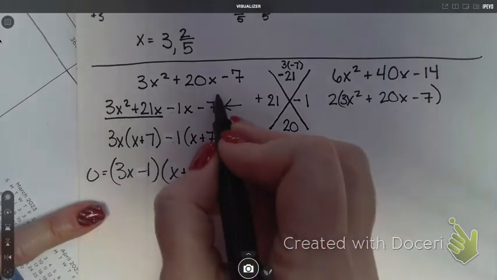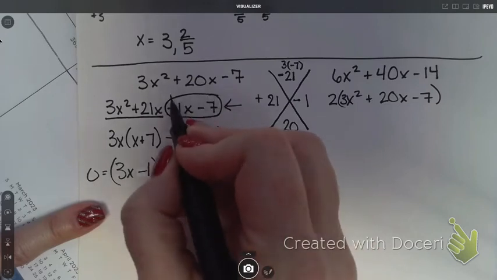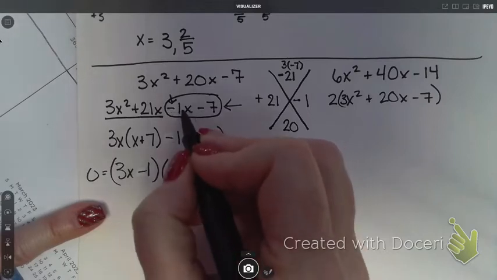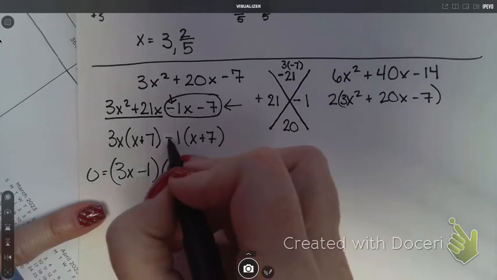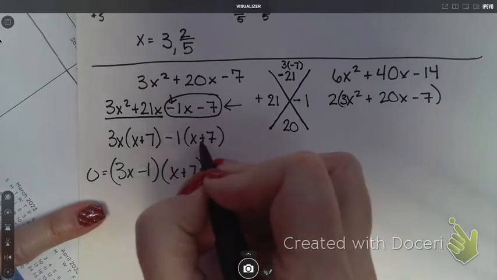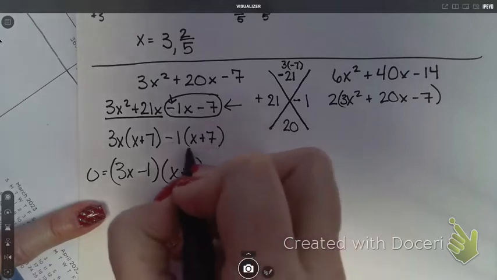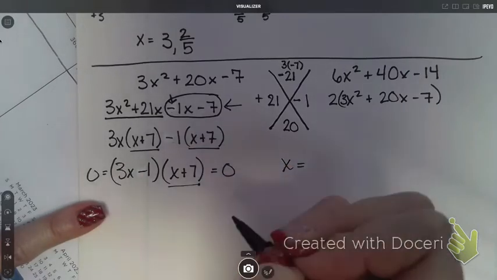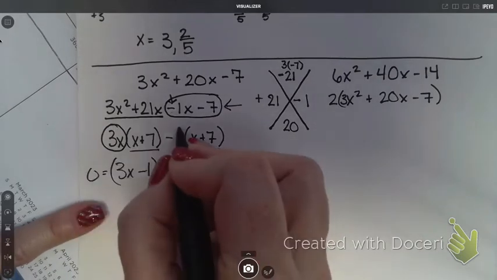Okay, and then you take these two. Whatever this sign is has to come, so minus. And the only thing 1x and 7 have in common is 1, right? So factor out a negative 1, so it just makes it x plus 7. So these two are the same, so we factor them out again. And I'm left with 3x minus 1.